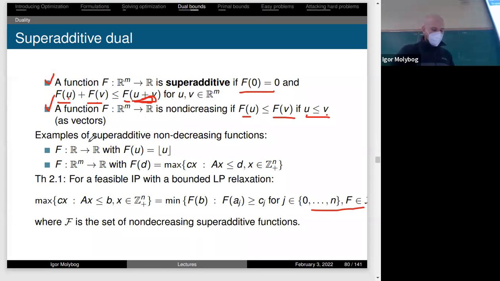Bright examples of superadditive and non-decreasing functions are a function that gives you the floor of a number. For example, the floor of 0.5 is 0, the floor of 1.8 is 1, and so forth. So it's just a step function. Anyway, you got the point.